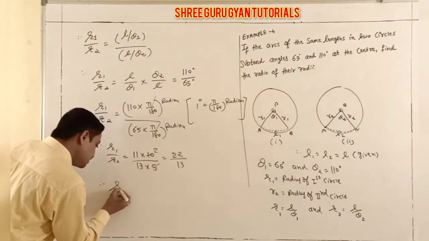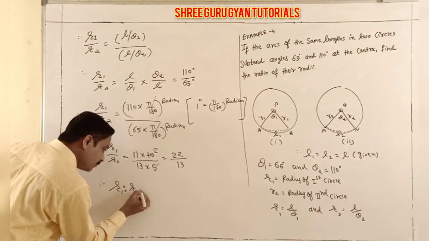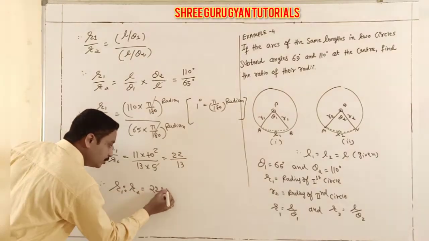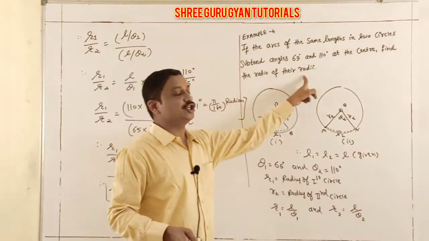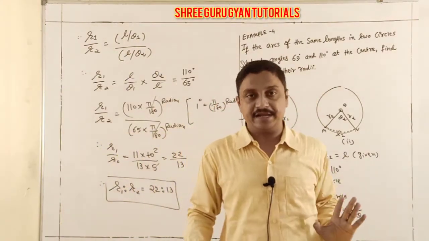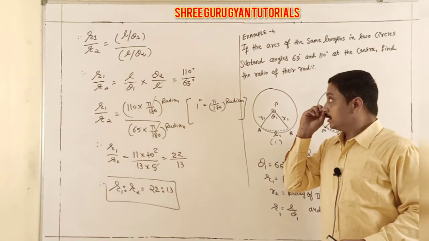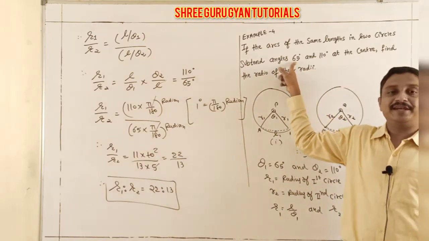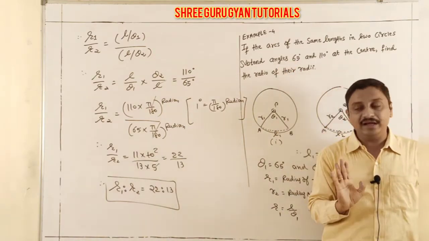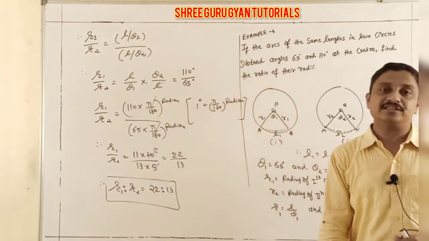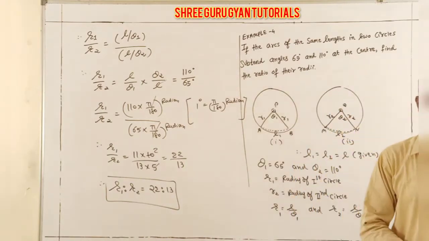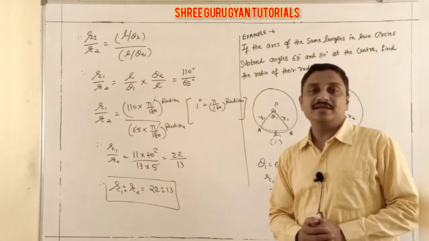So my answer is ready. R1 ratio R2, which is 22 ratio 13, is your final answer for the ratio of the two radii. Yes, students. In your question, by mistake I printed 60 here, but it is 65. So my answer is true. Now, students, this ends our Example 4. I am going to our next exercise.